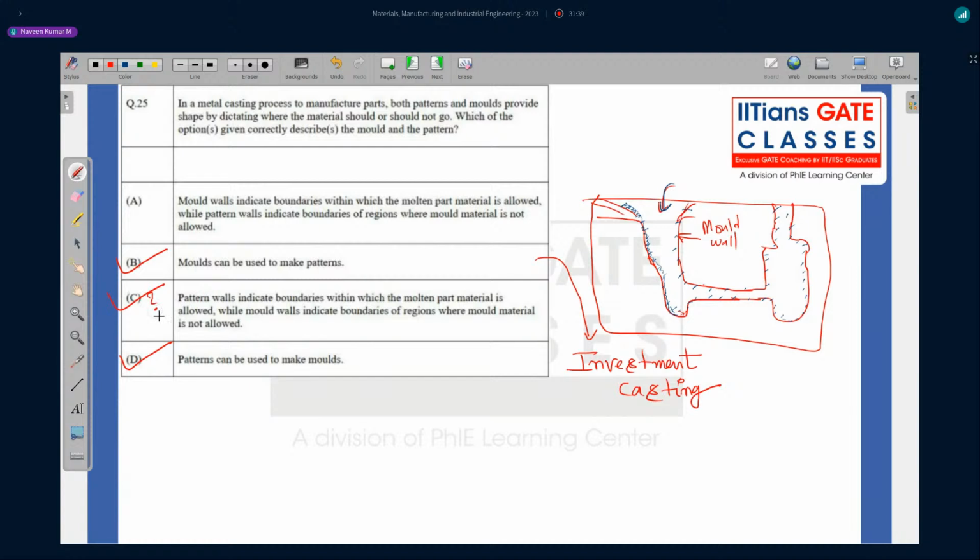Let's see and wait for the GATE answer. This is a little ambiguous. If something is not clear, I think you can challenge them. Good.